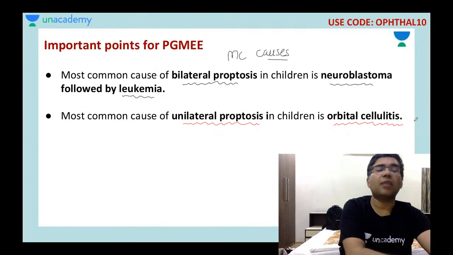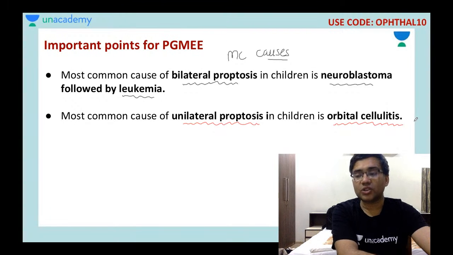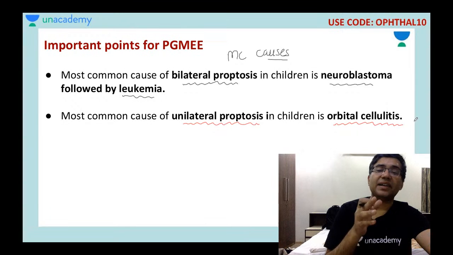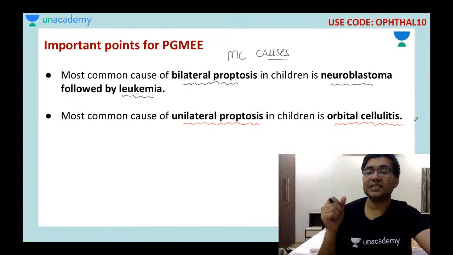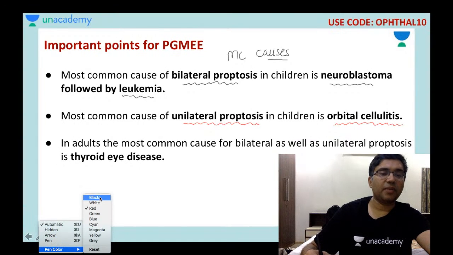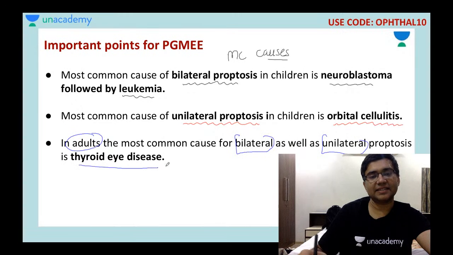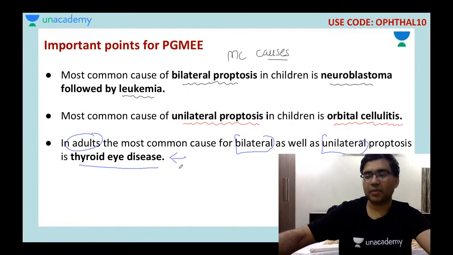If they ask about the adults, so in adults, the most common cause of the unilateral as well as bilateral is the same. And it is my favorite, that is Graves' ophthalmopathy or thyroid eye disease. So remember, if they talk about the most common cause in adults, for both unilateral as well as bilateral, the answer is the same, that is thyroid eye disease. Please remember this point.